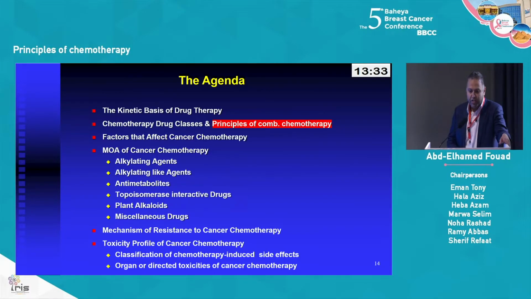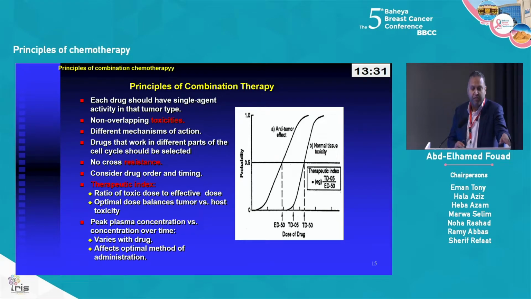Principles of combination chemotherapy: when combining different chemotherapeutic drugs in a specific disease entity, the drugs should meet some requirements. Each drug should have single agent activity in that tumor type, with no overlapping toxicity and no cross resistance. They should have different mechanisms of action, should work in different parts of the cell cycle, and should respect the therapeutic index, which is the ratio of the toxic dose to the effective dose. The optimal dose balances tumor versus host toxicity to give the maximum benefit from the combination with the least toxicities.